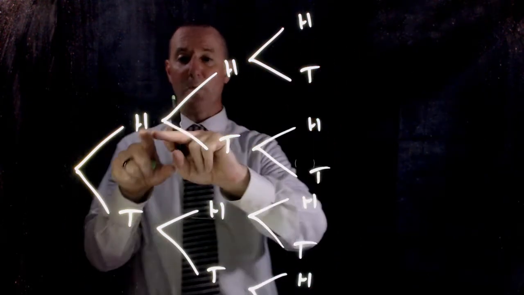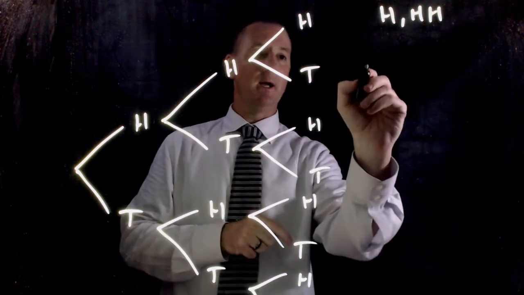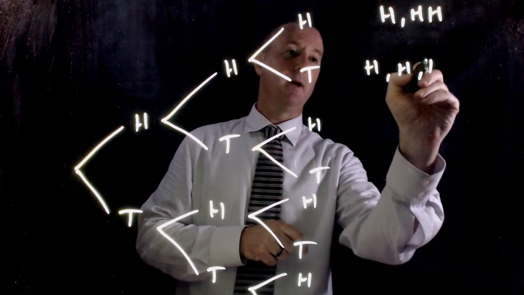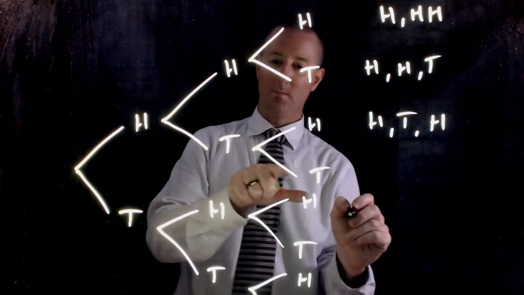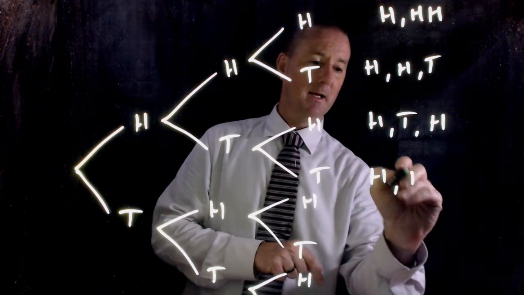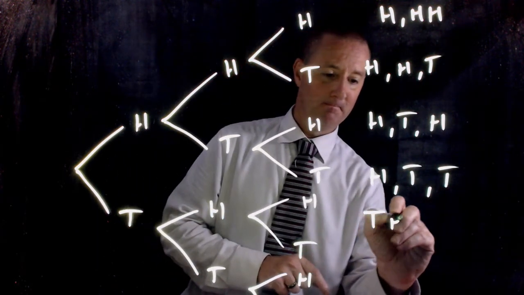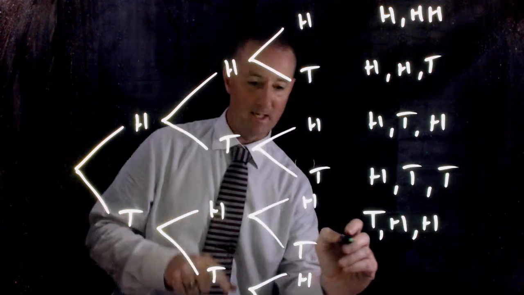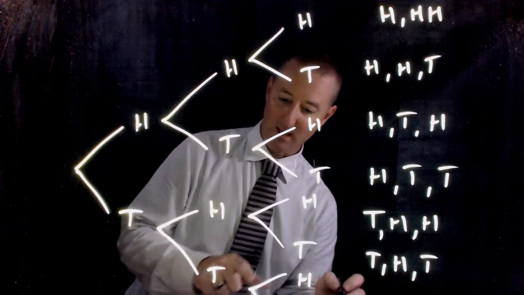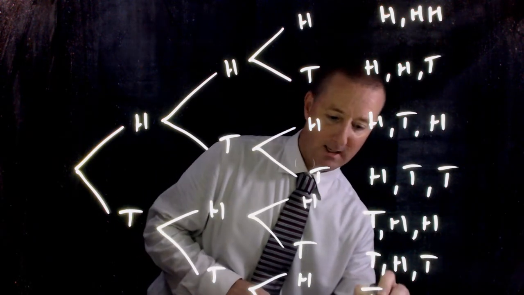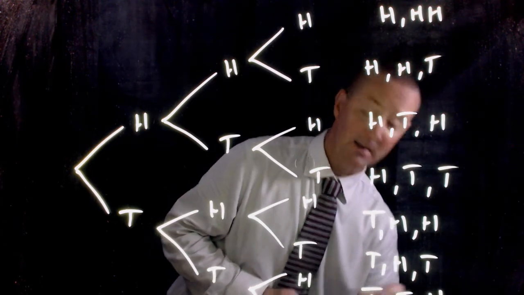On 3 flips here, we got a head, then a head, then a head. Here we got a head, head, tail. Here we got a head, tail, head. On this branch we've got a head, tail, tail. Here we got a tail, head, head. Here we got a tail, head, tail. And on our last branches down the bottom here, we've got a tail, tail, head and then a tail, tail, tail.